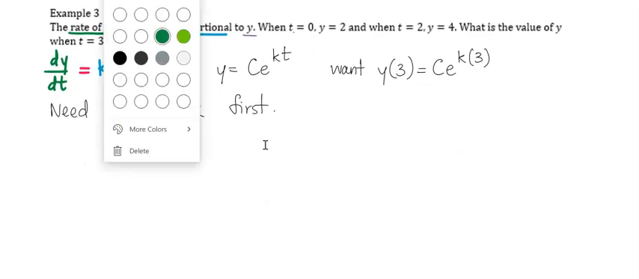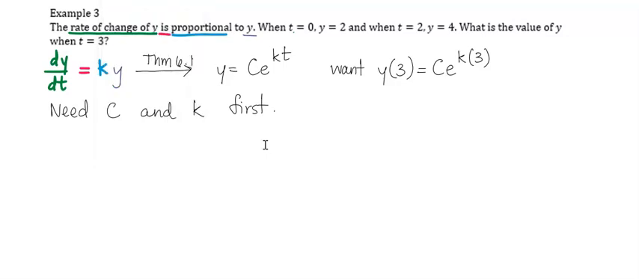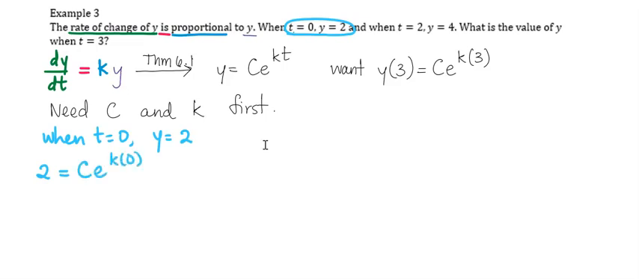So here they gave us an initial condition that when t is equal to 0, y is equal to 2. So I'm going to plug in 2 for y and 0 for t. Anything to the 0 power is equal to 1, so I automatically get from this that c is equal to 2. So I now know that c is equal to 2. Let's go on and find k.